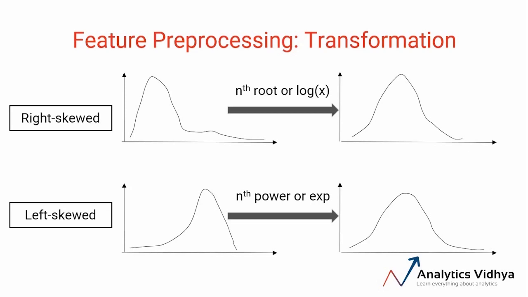Now note that for a right skewed or positively skewed distribution, we take the square or cube root or log of the variable, and you can call that the nth root as well. And for left skewed or negatively skewed, we take the square, cube, or exponential of variables. This is called feature transformation.